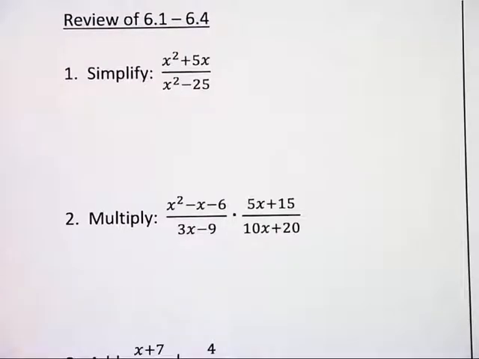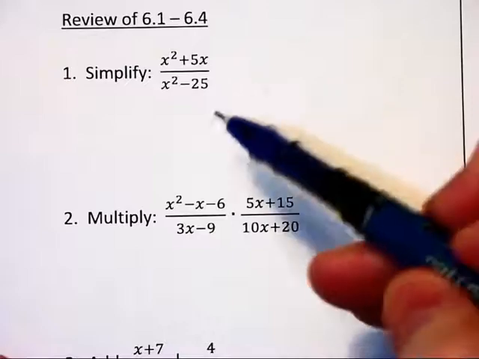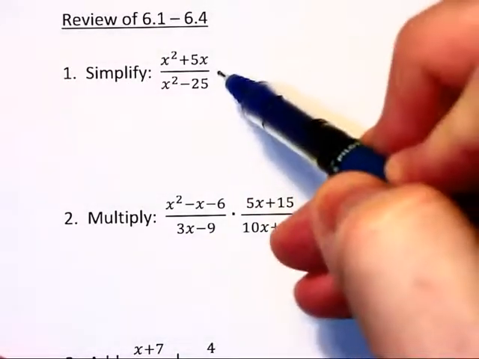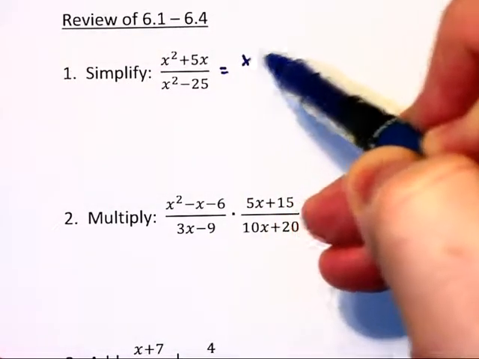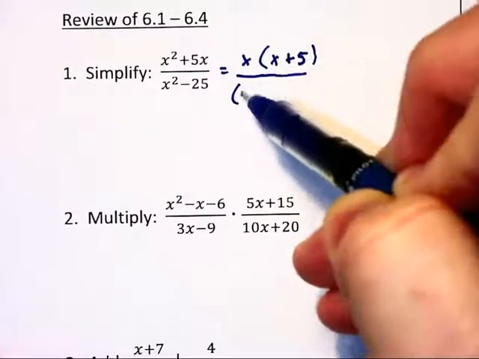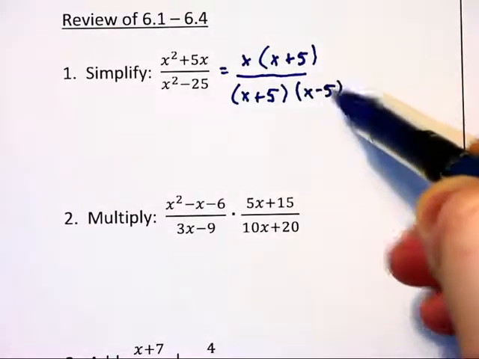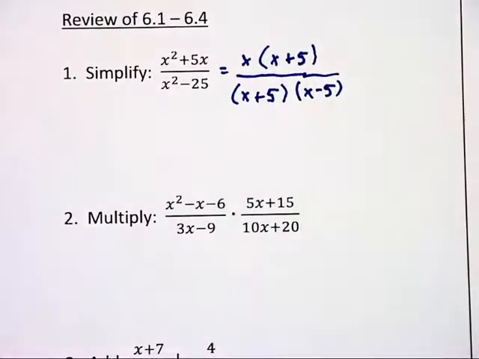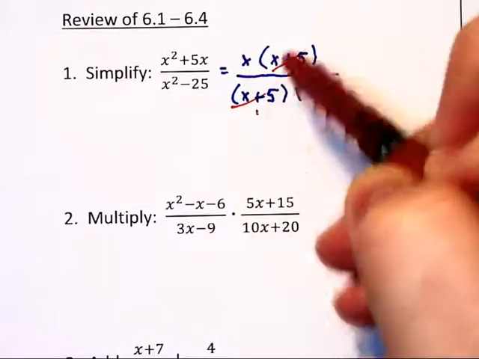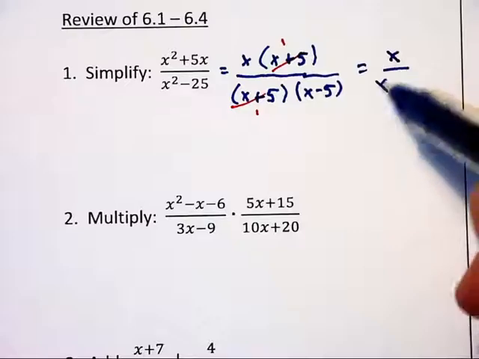Before we move further into this chapter, let's review simplifying, adding, subtracting, multiplying, and dividing rational expressions, also known as fractions. In order to simplify, we can cancel factors. So we need to factor the numerator and the denominator before we do our canceling. And the denominator is the difference of two squares here, so we will have x plus 5 times x minus 5. Now we are free to cancel these x plus 5's. And we are left with x over x minus 5.